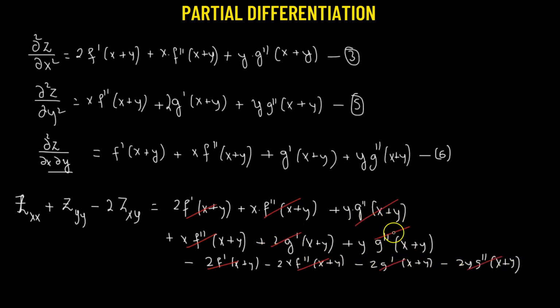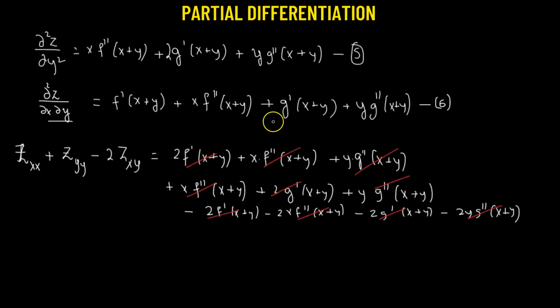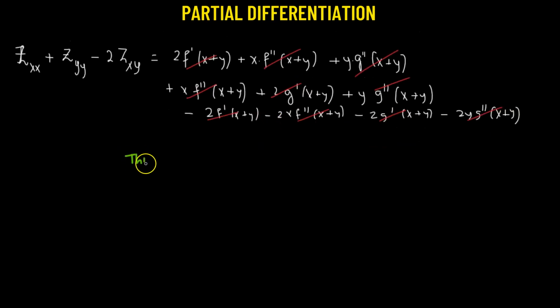So that means all the terms cancelled out, and this finally gives us, thus, the second partial derivative of our function z with respect to x, added to the second partial derivative of z with respect to y, minus 2 times the second partial derivative of z with respect to y and x. So this will be equal to 0. Hence proved.